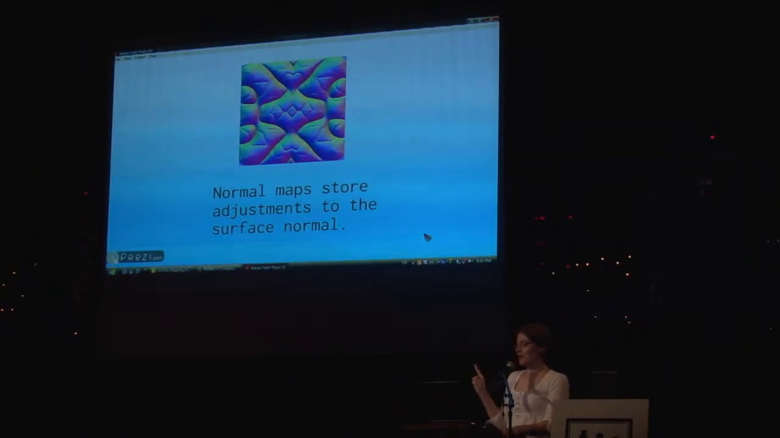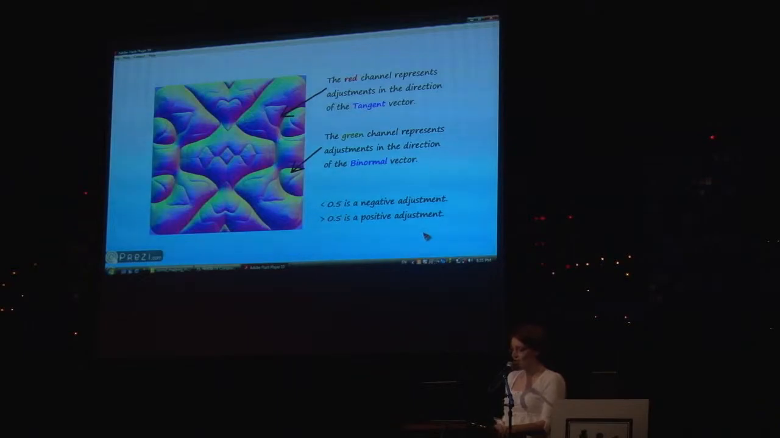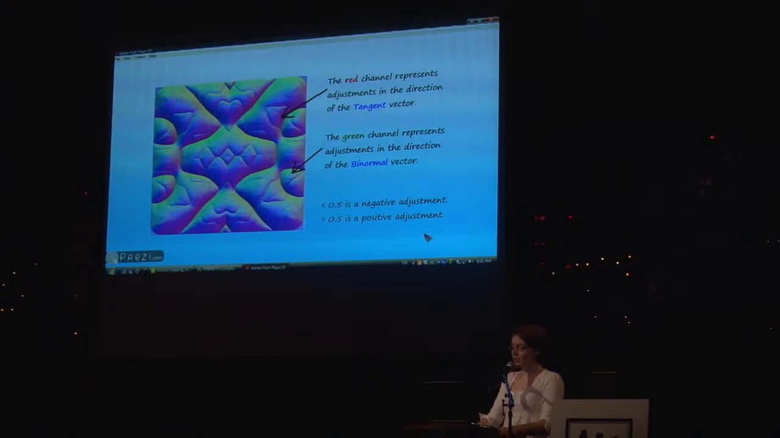Normal maps store adjustments to the surface normal. So it's telling the shader how it's changing the normal that would normally be sticking out perpendicularly from that surface to make it look different. The red channel from the texture represents adjustments in the direction of the tangent vector. You remember the tangent vector, right? That was the one that was parallel to the surface. The green channel represents adjustments in the direction of the binormal vector. That was the one that was perpendicular to the other two. If it's less than 0.5, so half gray, it's a negative adjustment. If it's more than 0.5, it's a positive adjustment.